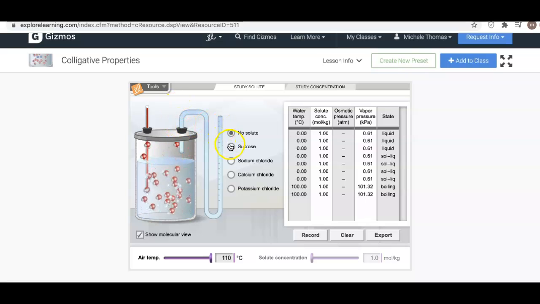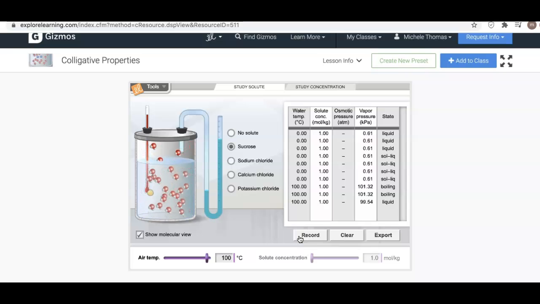The next thing you're going to do is to add solute to the water. And once again, you're going to look at the boiling point. So sucrose is the first one. This is just table sugar. And so you can take a look at what happens as we add sucrose. Still at 100 degrees, and now our water has stopped boiling.